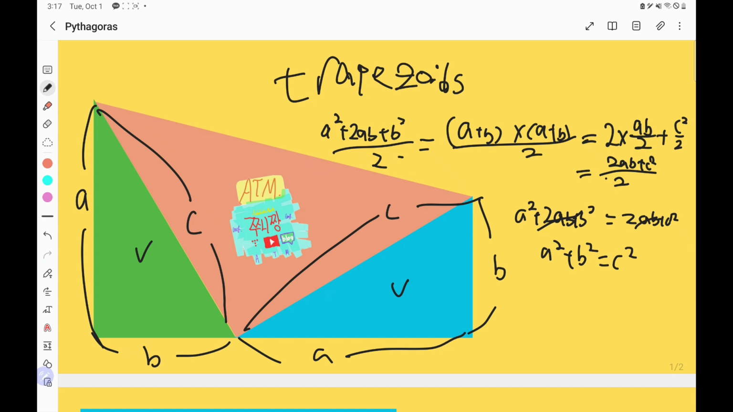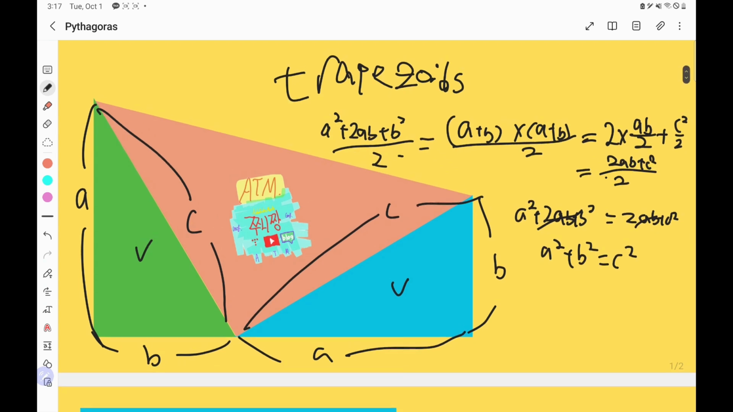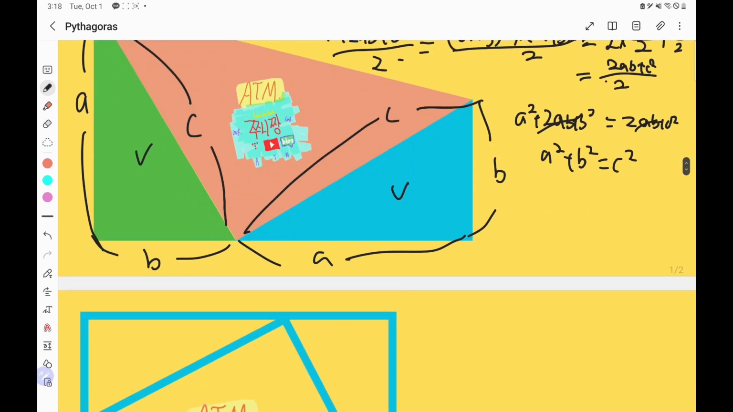So, this way is by the former American president. I think it's not Andrew Garfield, it is James Abram Garfield, and he's the 20th president of the United States, so you can remember that. He made this proof, but actually it's not made by him, but the name is Garfield proof.